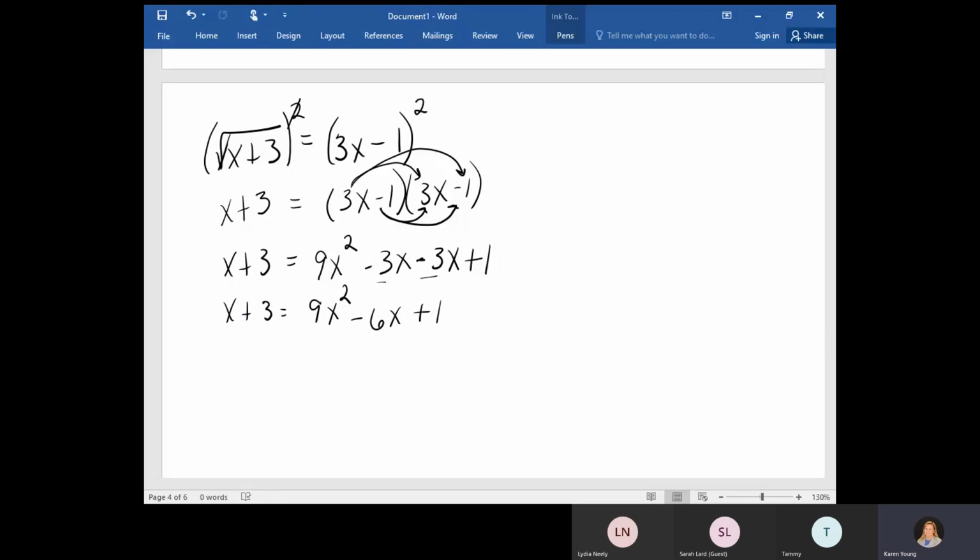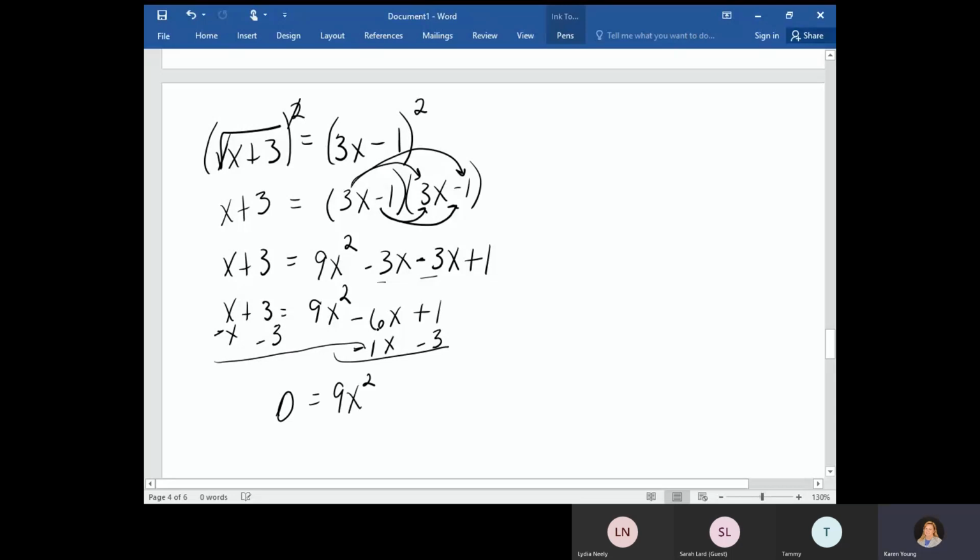Just like we've done with everything else, we gotta get everything on the same side of the equals. You gotta get it equal to 0. So I'm gonna move my x over, so I'm gonna subtract x, but I gotta subtract it from my x, right? I'm subtracting 1x. I'm gonna subtract 3, but I've gotta subtract it from my constant. So I've got 0 equals the 9x squared, negative 6x minus 1x gives me negative 7x, and 1 minus 3 gives me negative 2.